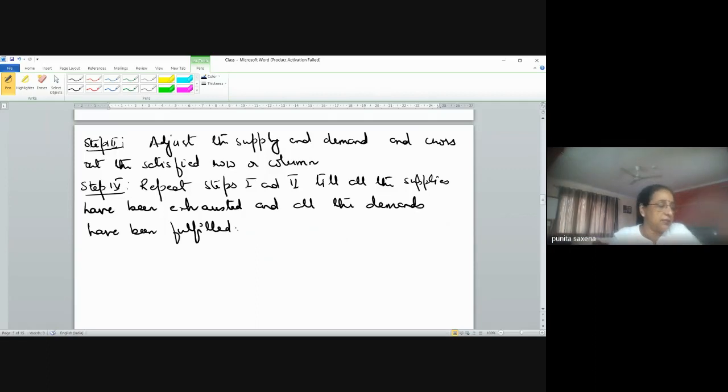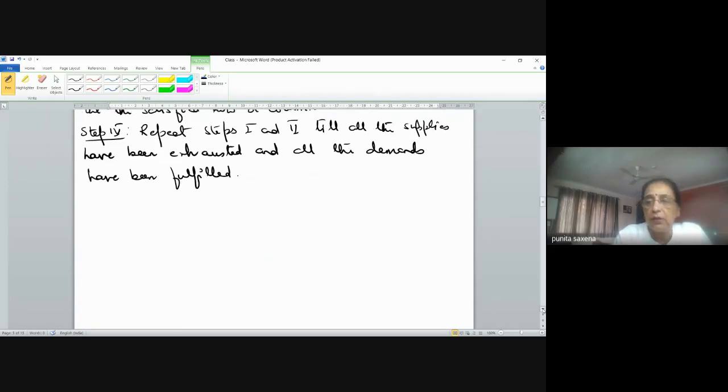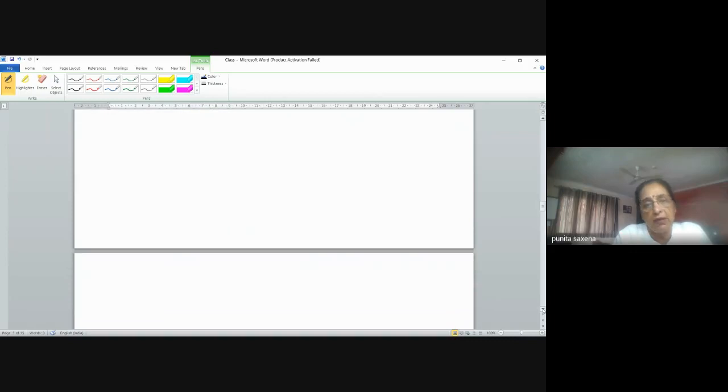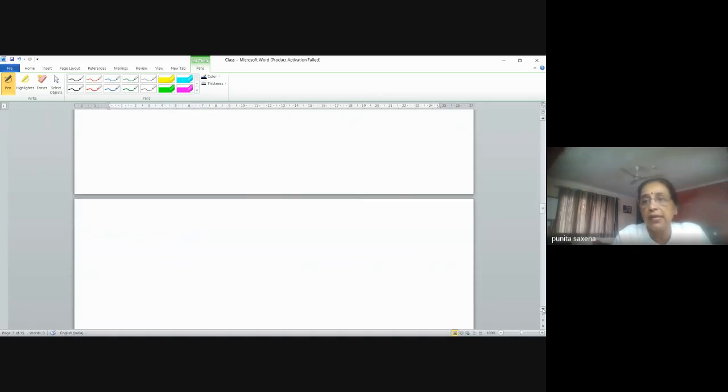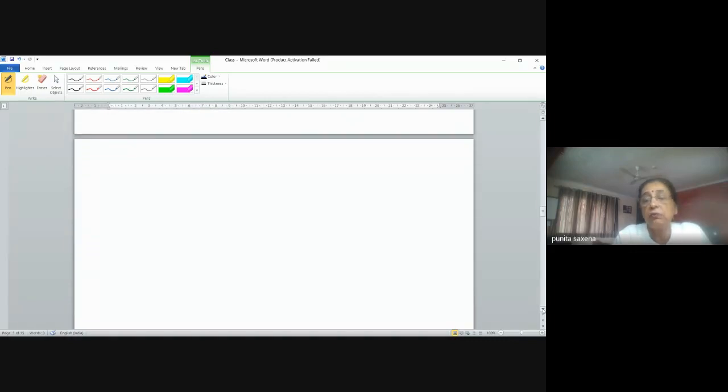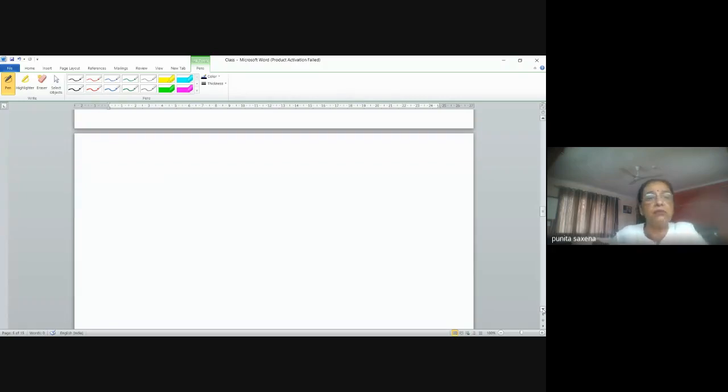Okay, now let's do the same problem. Now make a table. I need more space on the right as well as down because we don't know how many times we have to compute the penalties. So I'm starting from here now.